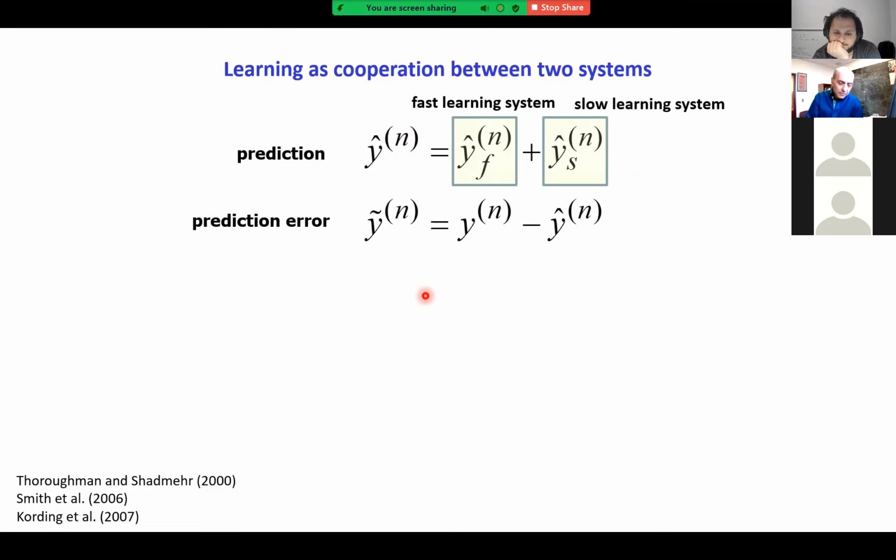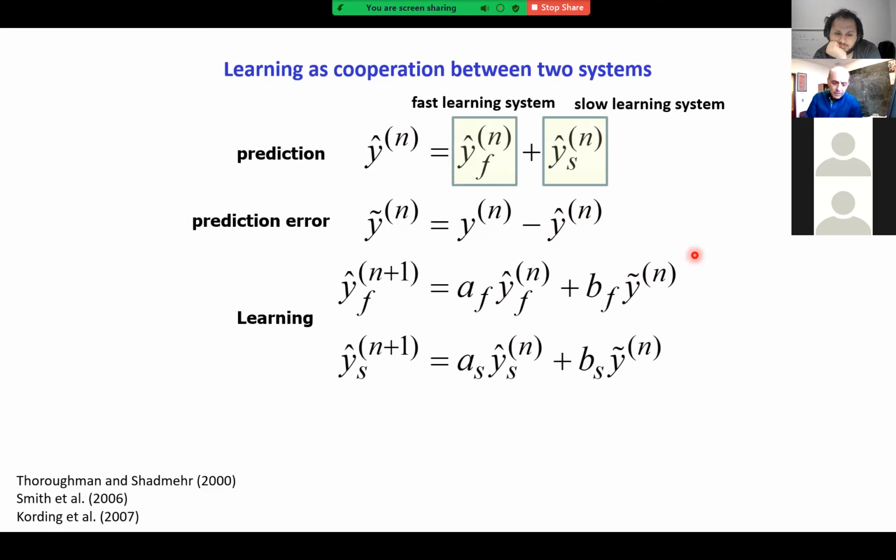Now, when you make a prediction, you compare it to what the world actually gives you. The difference between those two is your error. What we're going to do is something special about this error. This error is going to teach both the slow system and the fast system. Here's the fast system. It's going to learn from this error, and here's how much it's going to learn. But then it's also going to forget a little bit of the learning that it's done. Similarly, the slow system is going to learn from error, and here's how much it's going to learn. But it's also going to forget a little bit of what it has learned.